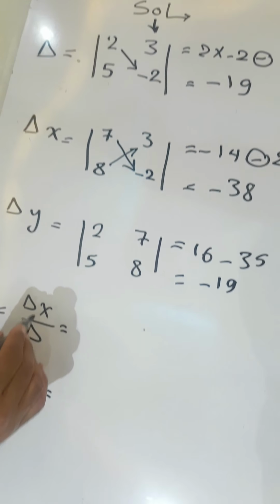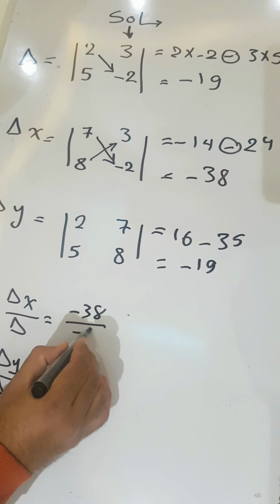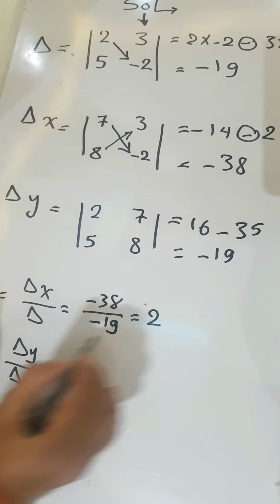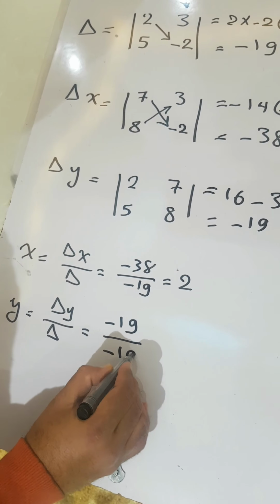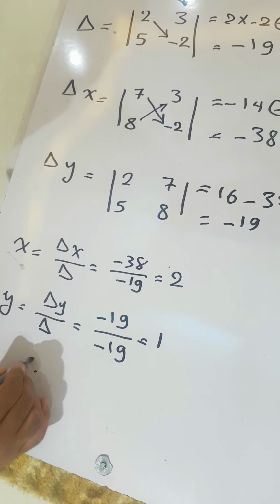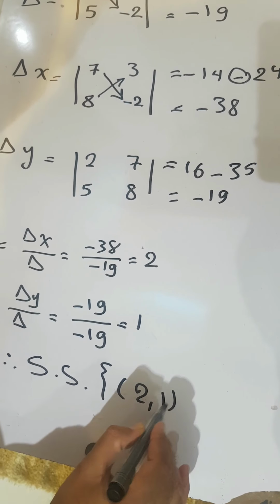To get the value of x, delta x equals negative 38 over delta equals negative 19. The result is 2. Delta y, negative 19 over negative 19, equals 1. Therefore, the solution set is 2 and 1.